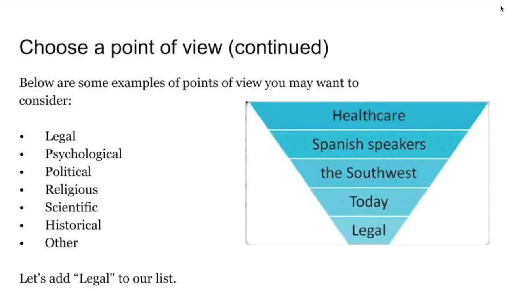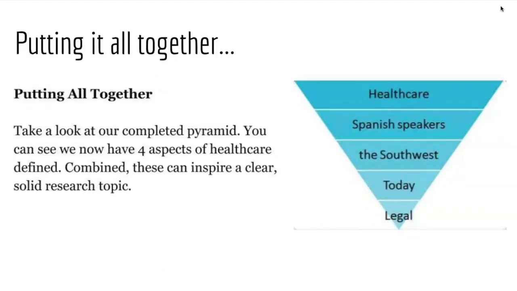Continuing with our example, below are some examples of points of view you may want to consider: legal, psychological, political, religious, scientific, or historical. Let's add legal to our list. And let's put this all together. Take a look at our completed pyramid. You can see that we now have four aspects of healthcare defined. Combined, these can inspire a clear, solid research topic.